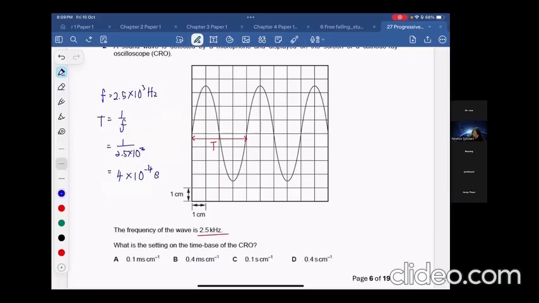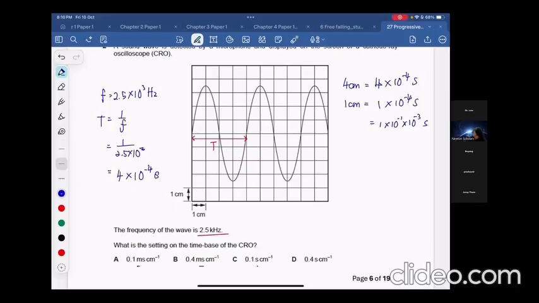So at here, we want to fit this 4 times 10 power of negative 4 into these 4 boxes. So that means every one box, every 1 cm, actually should be 1 times 10 power of negative 4. Do you agree? Okay, 4 cm, we need to fit 4 times 10 power of negative 4 second. Then 1 cm should be 1 times 10 power of negative 4 second. Right? Because the answers here are all in milli.